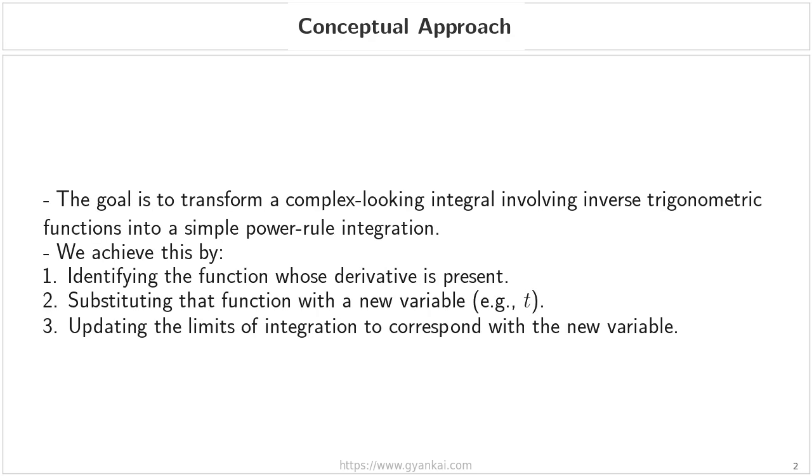We achieve this simplification through a three-step process. First, we need to identify the function within the integral whose derivative is also present. As we discussed earlier, recognizing this pairing is key. Second, once we've identified that function, we substitute it with a new variable. We often use t for convenience, but you could use any variable you like. This is where we're essentially changing our perspective on the integral.